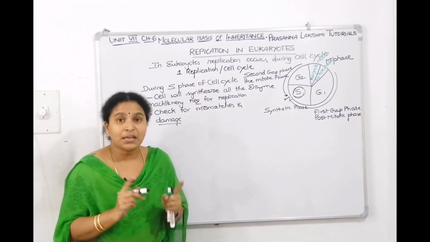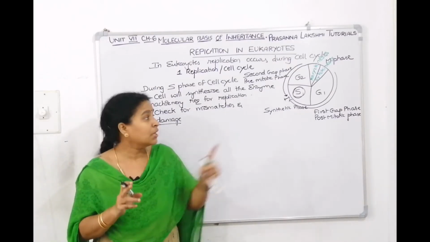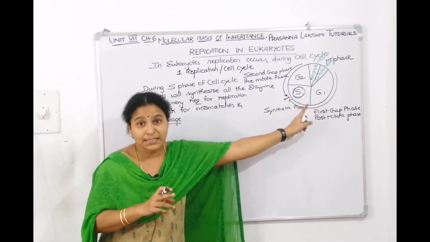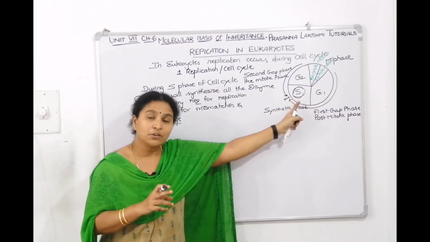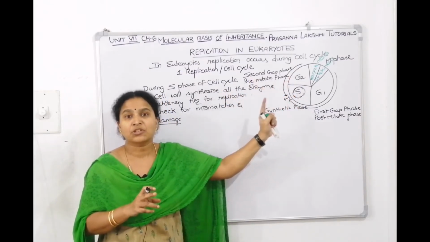So when does cell division or replication happen in eukaryotes? In eukaryotes, it happens in the S phase, which is in the I phase. In G1 phase, it will synthesize the enzymes and all which are required. In S phase, it will do the replication. In the G2 phase, it checks whether it has done perfect replication or not.